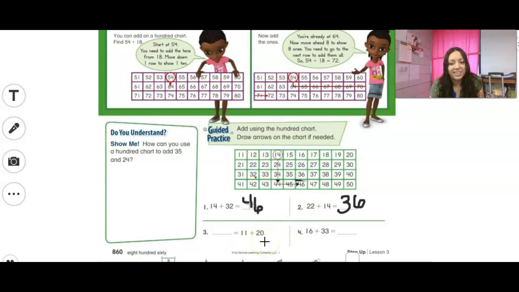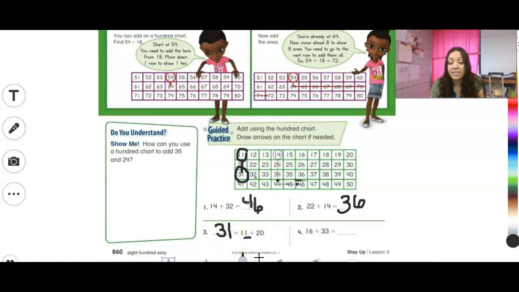Oh, they tried to trick us. All they did was turn the problem around. So we want to know what 11 plus 20 is. So let's start at 11. Let's think about the number 20. How many tens does it have? 2. So I'm going to go down 1, 2. How many ones does it have? 0. So I don't have to move over anymore. I can stop right there at 31.